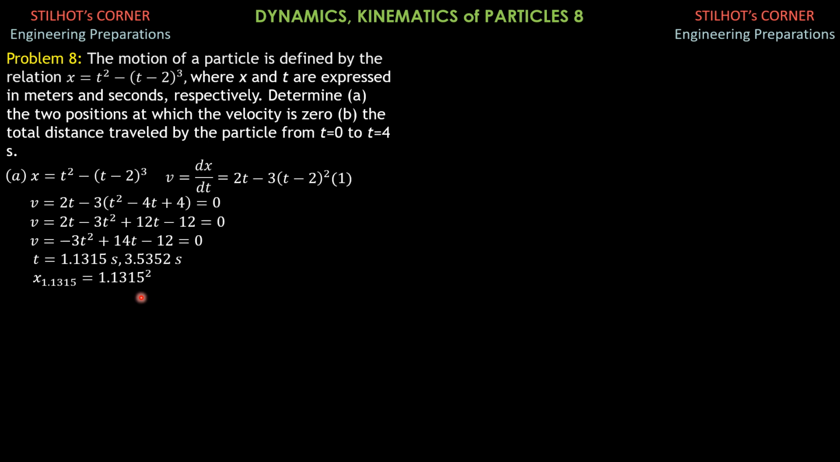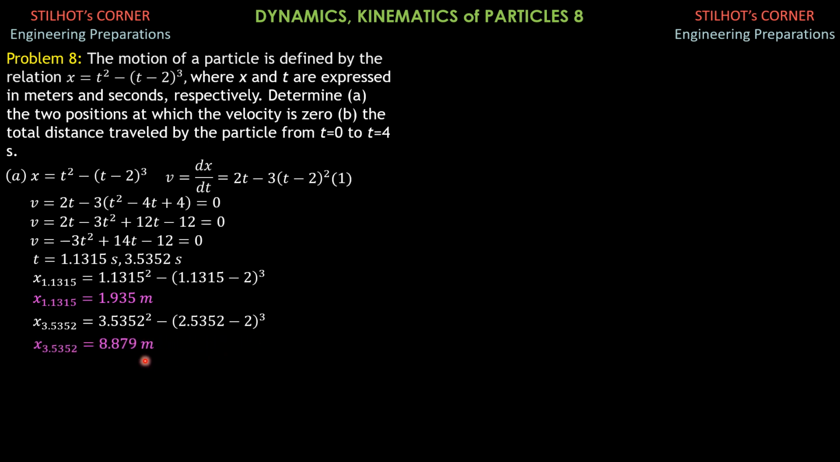Using your calculator, 1.1315 squared minus quantity 1.1315 minus 2 cubed is equal to 1.935 meters. For the other position, x sub 3.5352, 3.5352 squared minus quantity 3.5352 minus 2 cubed would be equal to 8.879 meters. Then next is the total distance traveled by the particle from t equals 0 to t equals 4.